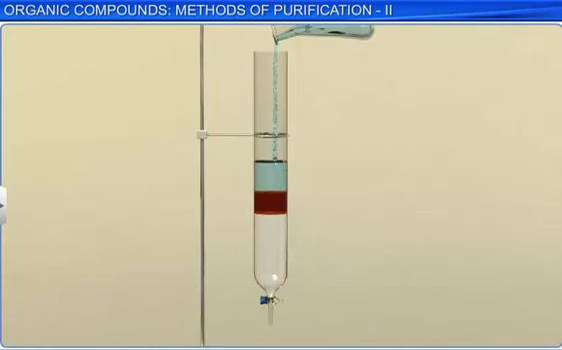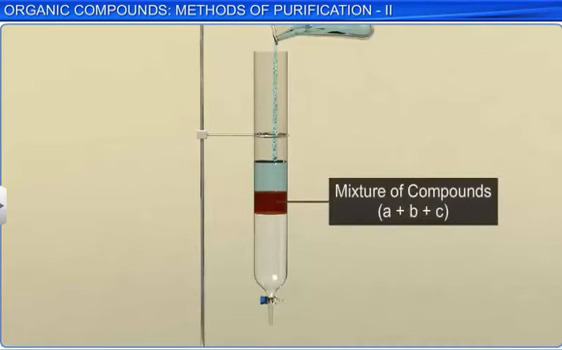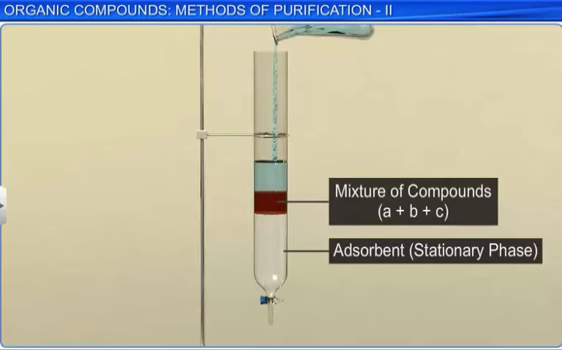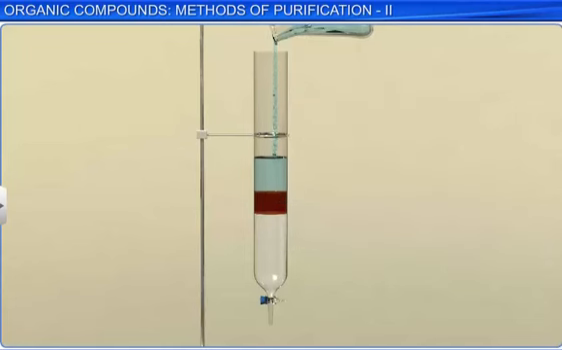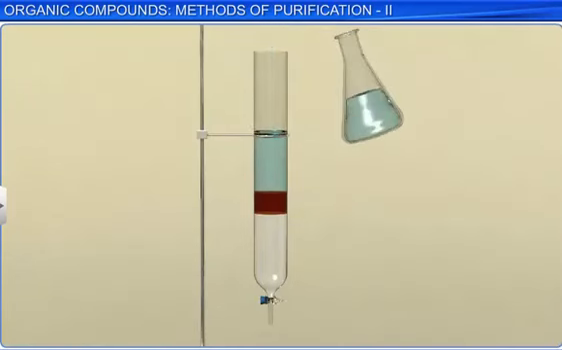In this method, the mixture of substances is applied onto a stationary phase, which may be a solid or a liquid, and a pure solvent or a mixture of solvents, or a gas as a mobile phase, is passed over it. The components of the mixture get gradually distributed between the two phases. Thus, the components in the mixture are separated from one another.